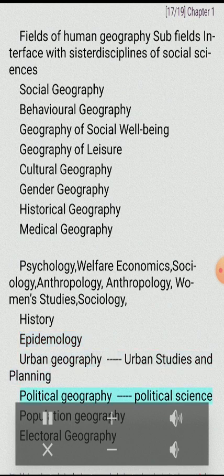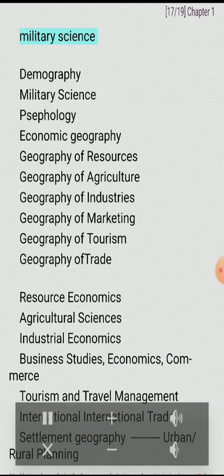Political geography, political science. Population geography, electoral geography, military science, demography, psephology. Economic geography, geography of resources, geography of agriculture, geography of industries, geography of marketing, geography of tourism, geography of trade. Resource economics, agricultural sciences, industrial economics, business studies, economics, commerce, tourism and travel management, international trade. Settlement geography, urban, rural planning.